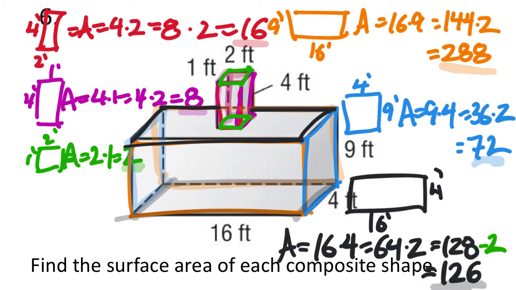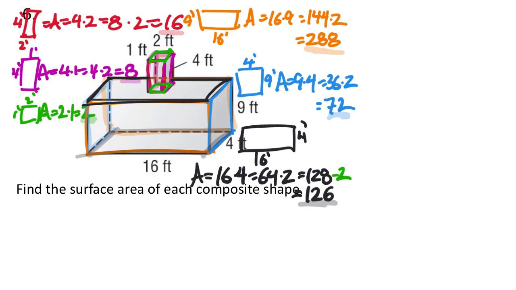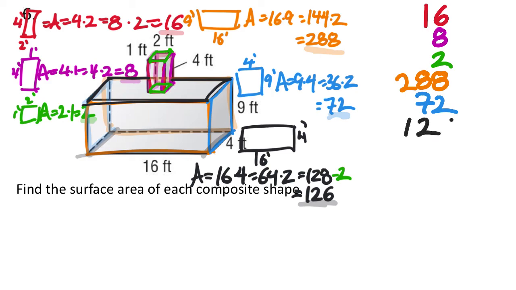Now I will highlight it. There we go. But let's add these together to get our final answer. All right, the 2 red rectangles was 16. The 2 purple ones was 8. The one green one was 2. These are all in square feet, by the way. Then we did the 2 orange ones at 288. And then the 2 in blue was 72. And then the 2 black ones, but minus that small rectangle, is 126.